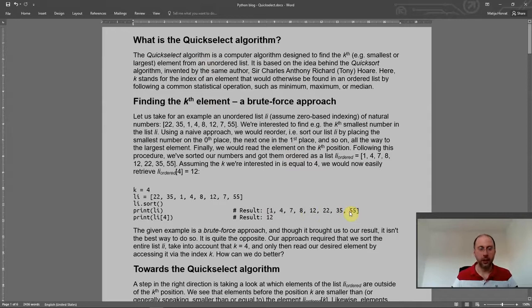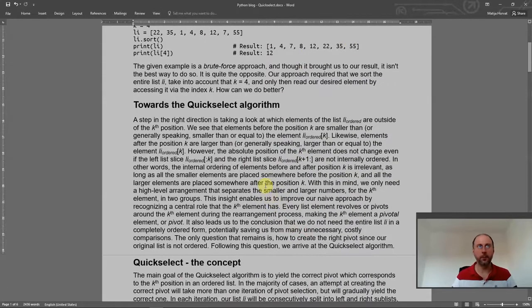So, as we go towards the Quickselect algorithm, it is important to notice that the left and right elements don't have to be ordered among themselves. Even though in this sorted list they are, they don't need to be. We can have a 4 on the first place or on the 0th place. We are using a 0-based index. We can have 8 before 7, 22 in the end. But what matters the most is that the element with its value 12 is fixed on its absolute position.